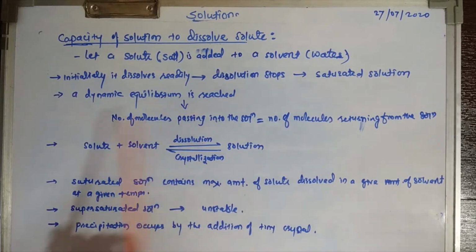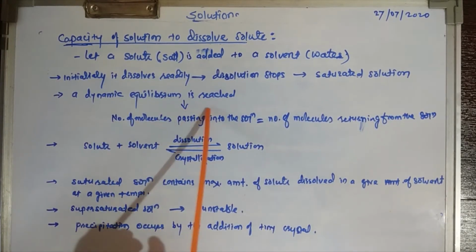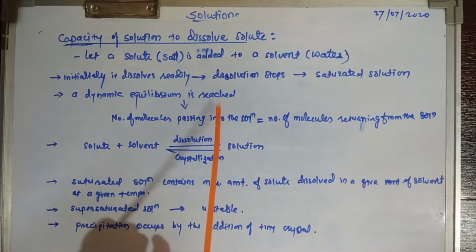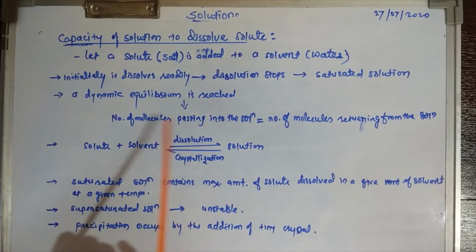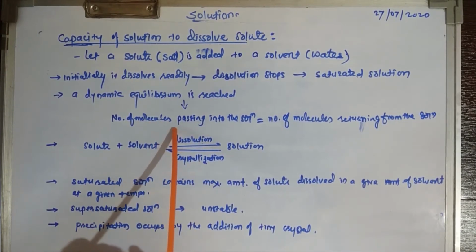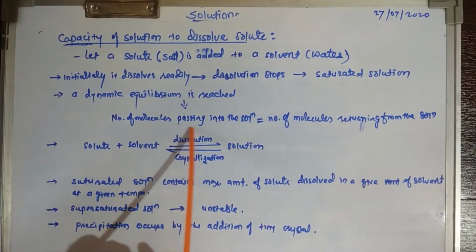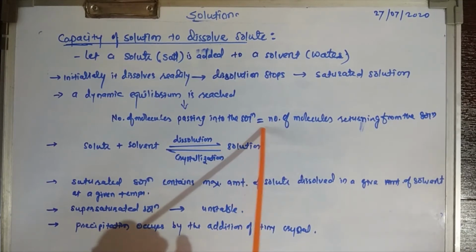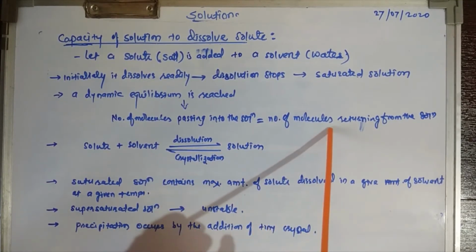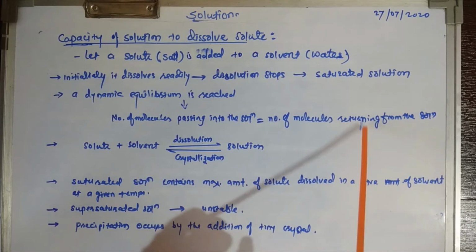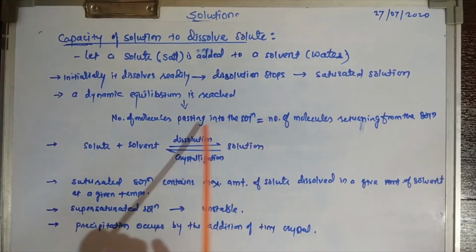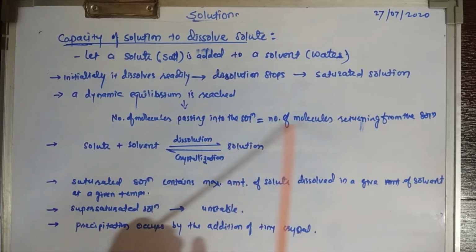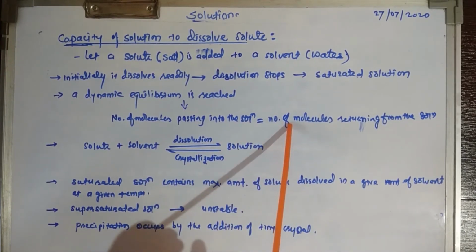Now at this stage a dynamic equilibrium is reached. What is the dynamic equilibrium here? At this stage the number of particles of the salt passing into the solution is equal to the number of molecules returning from the solution towards the salt. So these two processes become equal.